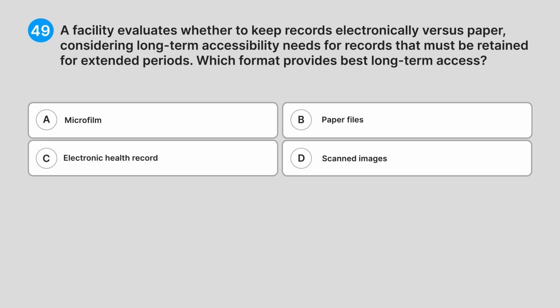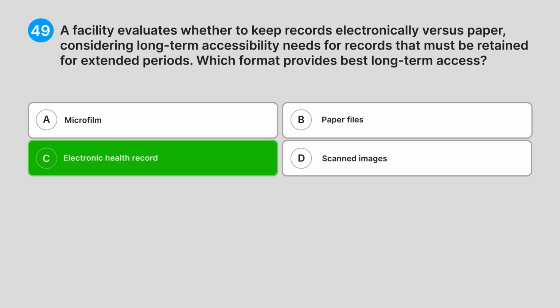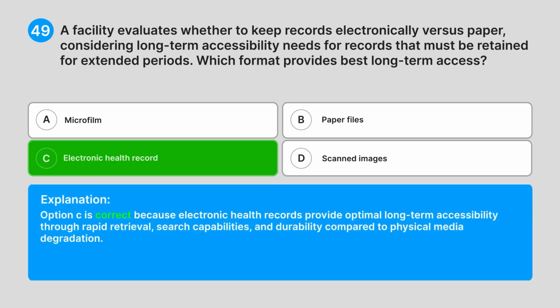Correct answer, C. Electronic health record. Explanation: option C is correct because electronic health records provide optimal long-term accessibility through rapid retrieval, search capabilities, and durability compared to physical media degradation.